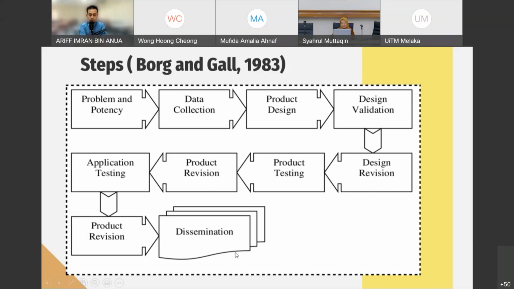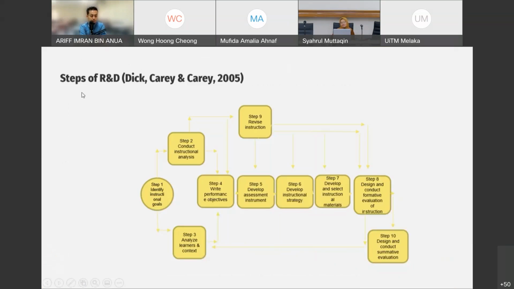There are 10 steps if you as a researcher follow the steps from Borg and Gall. When you follow the steps of research and development from Dick, Carey, and Carey, there are also 10 steps.